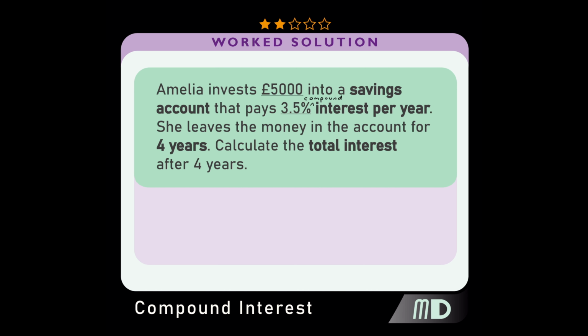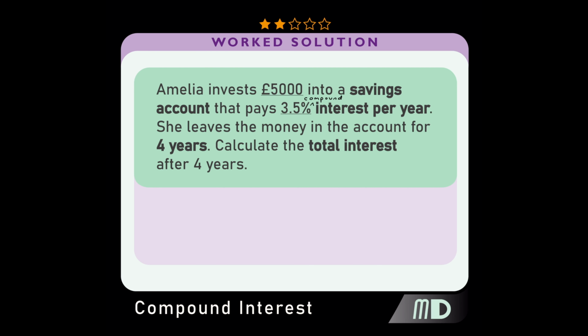Answering this question is a 3-step process. First, we need to calculate the decimal multiplier for an increase of 3.5%. Then, multiply the original amount by that decimal multiplier, accounting for the 4-year time period. Before rounding the solution to 2 decimal places, given that the unit is pounds and pence.